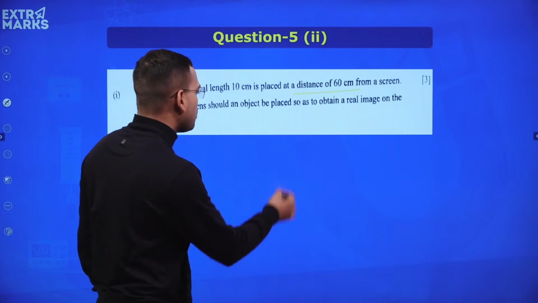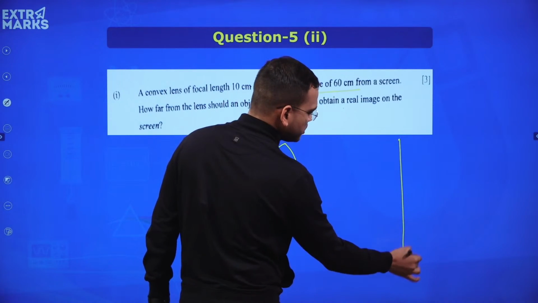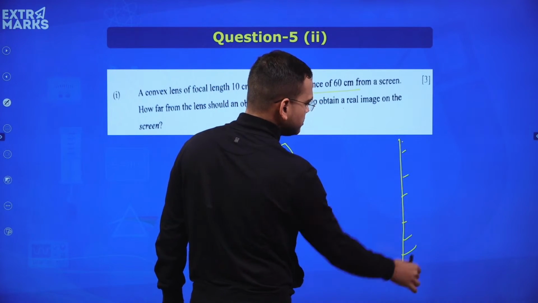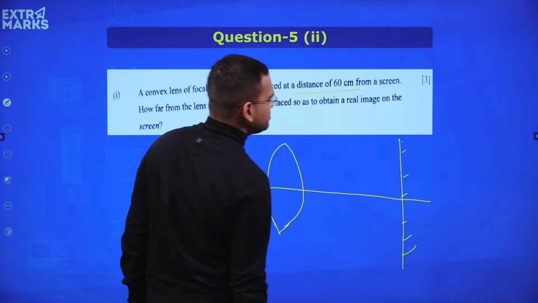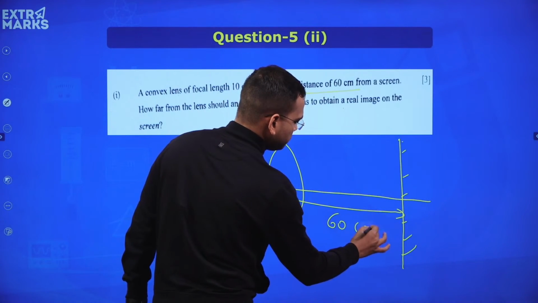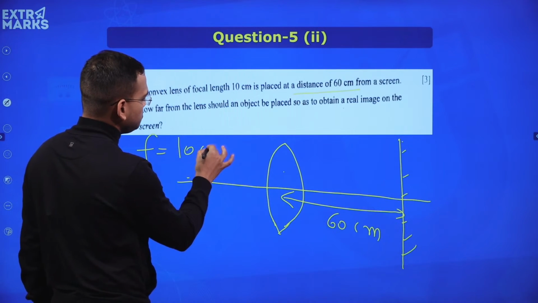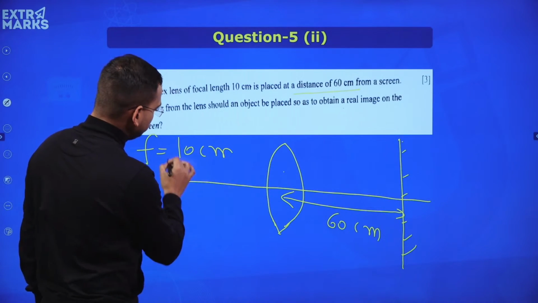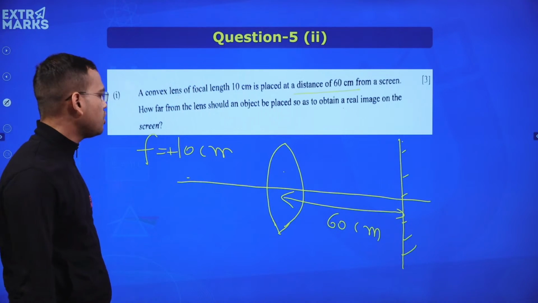So let's say this is a convex lens, and the image needs to form on a screen. Let's say this is the screen, and the distance of the screen from the lens is 60 centimeter. And the focal length of this lens is 10 centimeter. This is plus 10 because this is a convex lens.